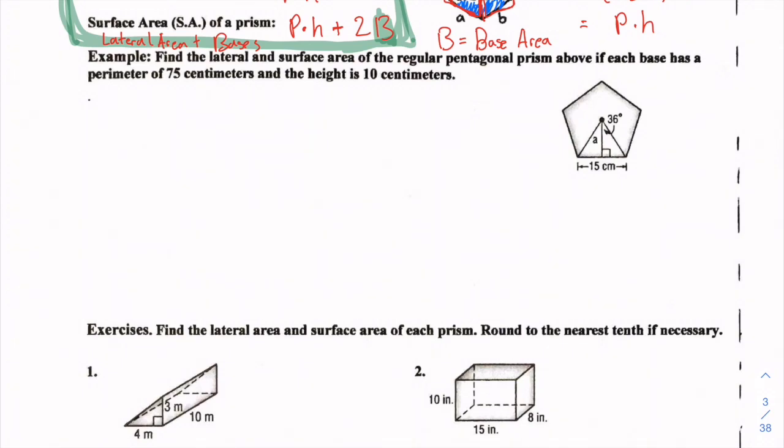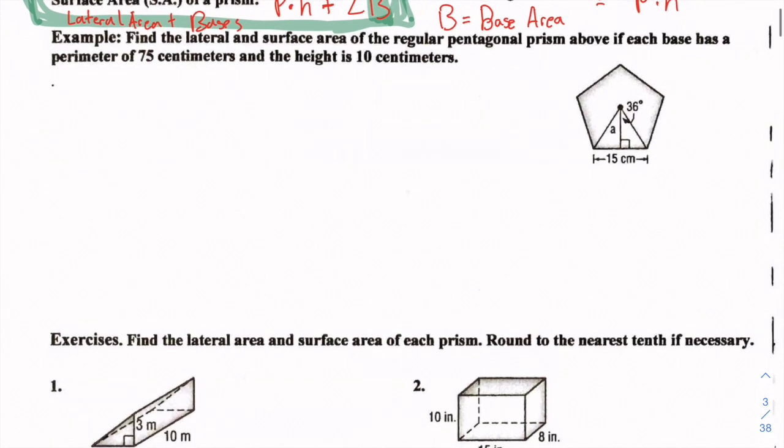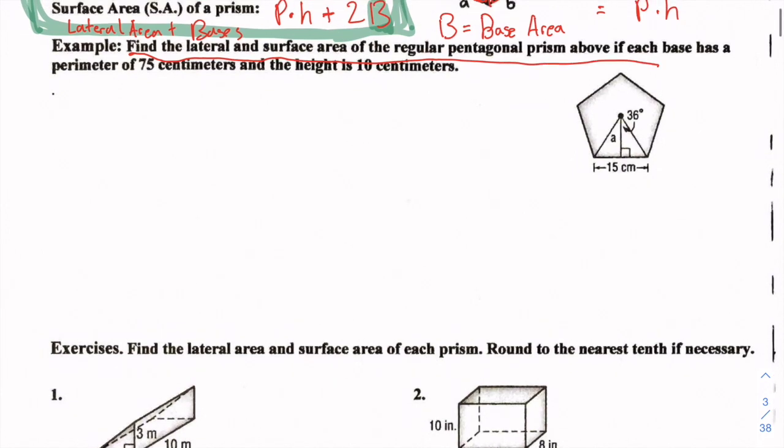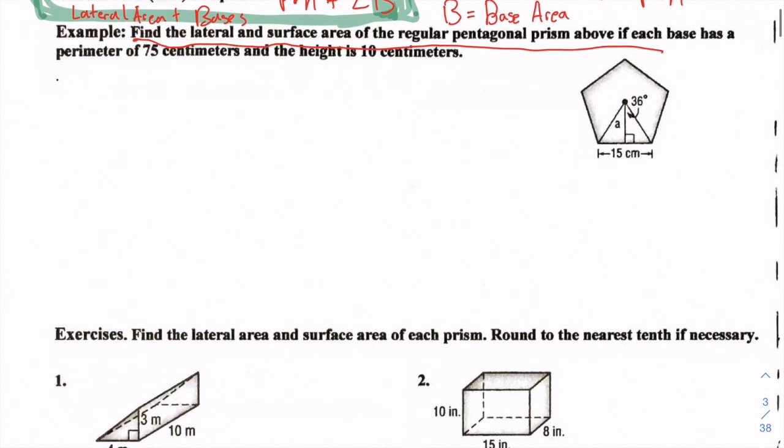All right, we're gonna work on some example problems here. So let's do this example. Find the lateral area and surface area of the regular pentagonal prism above if each base has a perimeter of 75 meters and the height is 10 centimeters.